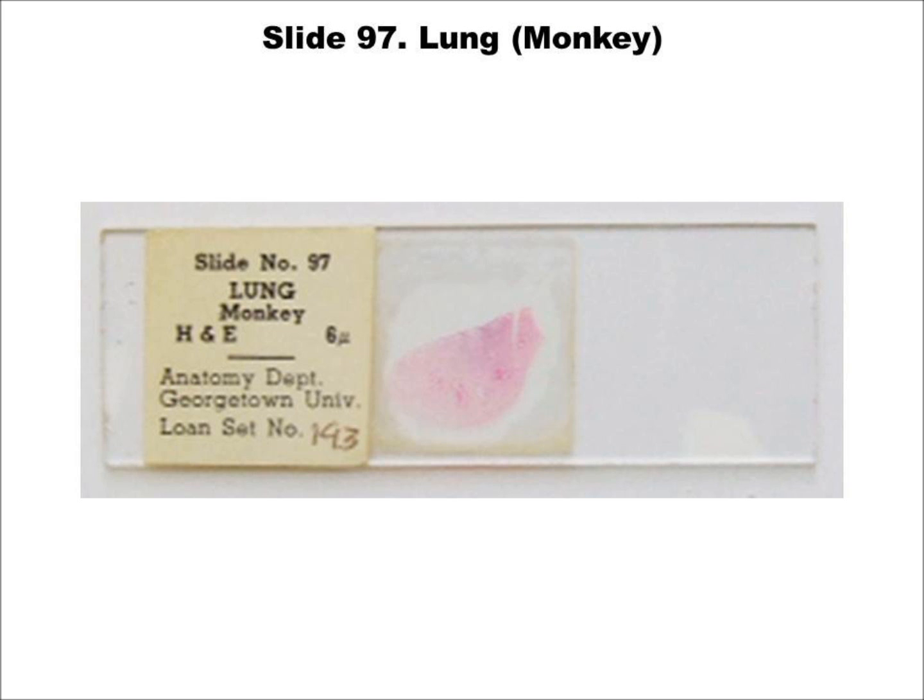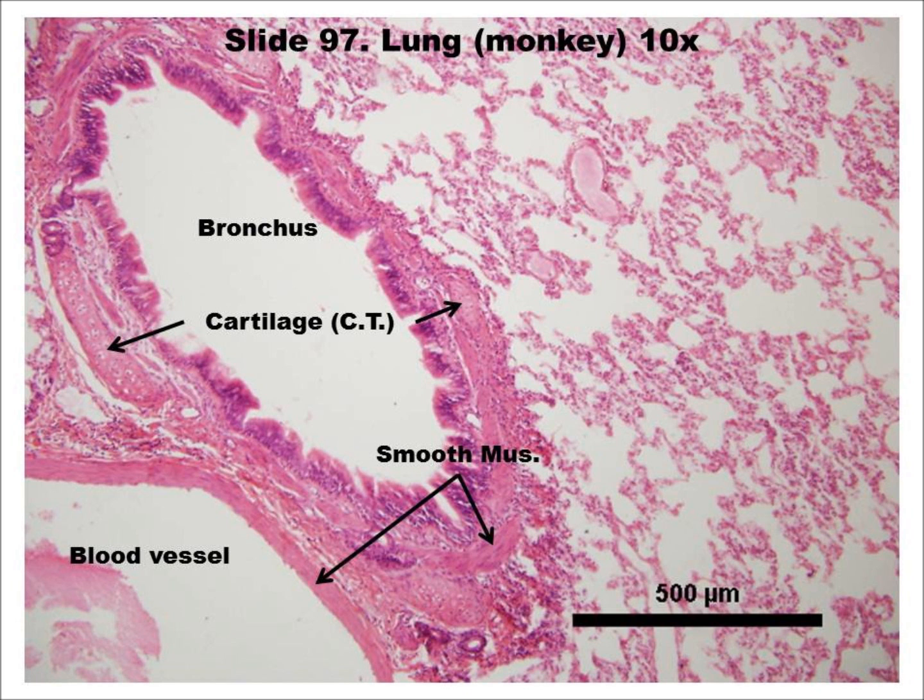Now examine slide 97 of the monkey lungs by eye. Observe that this section is light staining because most of it consists of empty space, where the air was. Also, be advised that this slide is old and the blue hematoxylin has faded in places. Observe this section under the 10x objective lens.